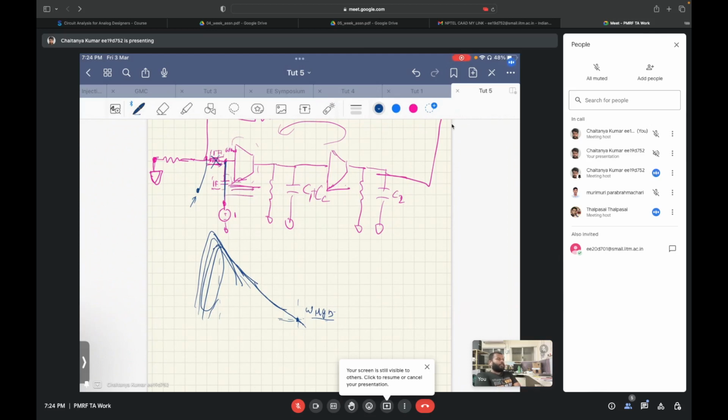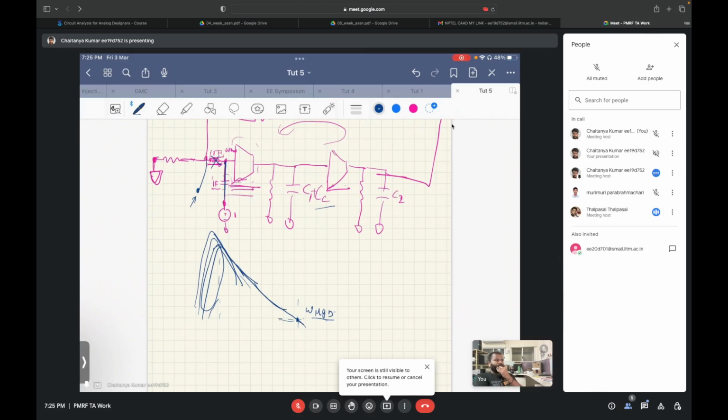From this you can verify your calculations and all. Let's say you wanted 60-degree phase margin at some 1 gigahertz bandwidth, 1 gigahertz UGB. You do the calculation. Let's say for the dominant pole, you find the value of CC. You put these values in SPICE, and then you can see whether what you are doing is correct or not. So all those things you can do.